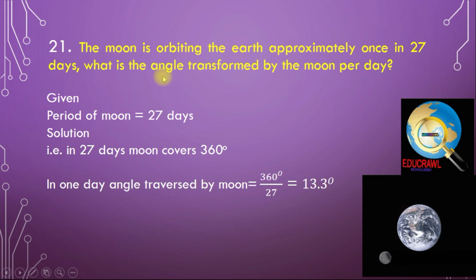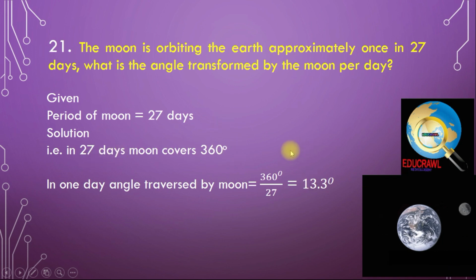See the 21st problem. This is once again an easy problem. The moon is orbiting the earth approximately once in 27 days. What is the angle transformed by the moon per day? The period of the moon, the time period, is nothing but the time taken by the moon to complete one revolution. So it is 27 days. So in 27 days the moon covers one rotation.